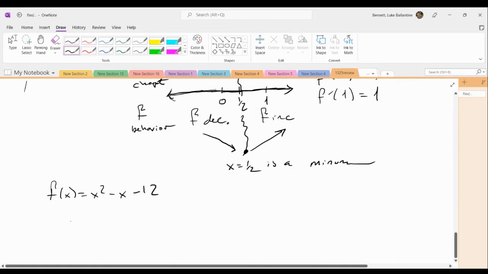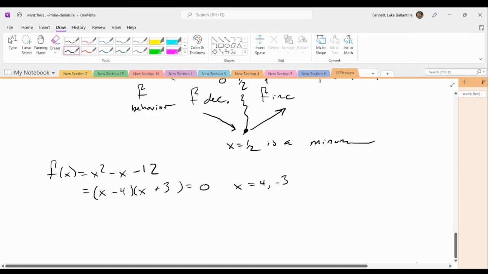greater than or equal to 0. So we're going to factor it. x minus 4, x plus 3. This equals 0 if x is 4 or negative 3. So x equals negative 3 and 4 give us zeros. And then it's opening upward because this is a 1 right here. 1 times x squared. 1 is positive. If this was negative 1, then it would open downward.